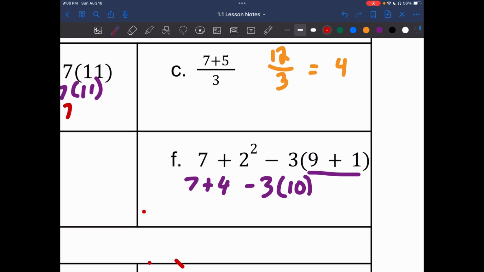So now we need to do multiplication. And let's just remember a negative sign, when we have minus 3 here, we could think of that as being plus a negative 3. And we'll talk about why that is in a little bit. But the thing that needs to stick in your mind, though, is the negative sign is being multiplied by that 10. So we're going to have 7 plus 4, and then we are subtracting 30 from that. So 7 plus 4 is 11. 11 minus 30 is negative 19.